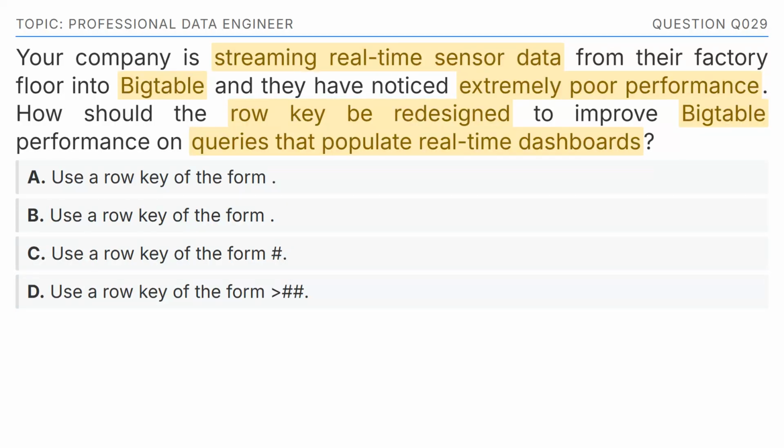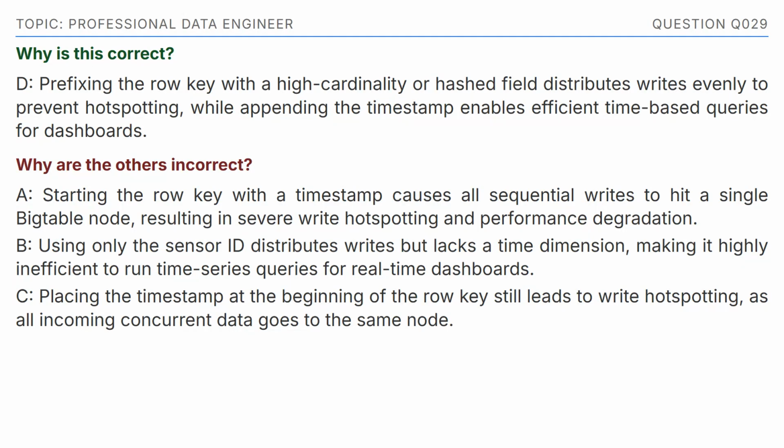To arrive at the correct answer, we focus on the keywords: streaming real-time sensor data, Bigtable, extremely poor performance, row key be redesigned, queries that populate real-time dashboards. The correct answer is option D, use a row key of the form #sensor ID #timestamp. Why is this correct? D. Prefixing the row key with a high cardinality or hashed field distributes writes evenly to prevent hotspotting, while appending the timestamp enables efficient time-based queries for dashboards.